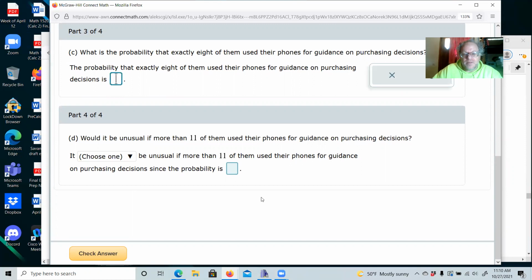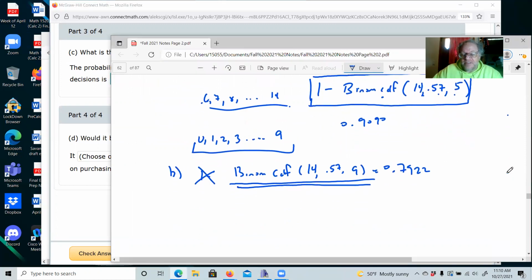Exactly 8. Okay, so this is a binomial PDF. Okay, it's called probability density function. I will not be asking you that. You can think of it as a particular number. The binomial PDF is for a particular number. So 14, 0.57, and they said exactly 8. Okay, that's what we want. So when you see a particular number like none, that's particularly 0. Okay, or all, that's 14. Okay, so that's how we calculate that.